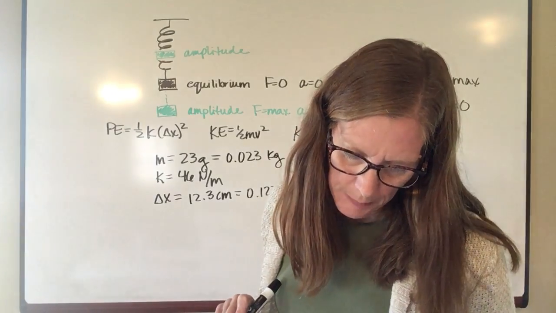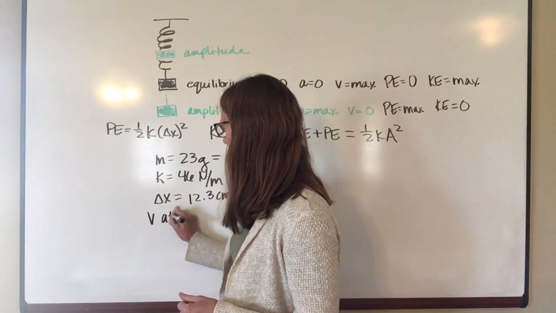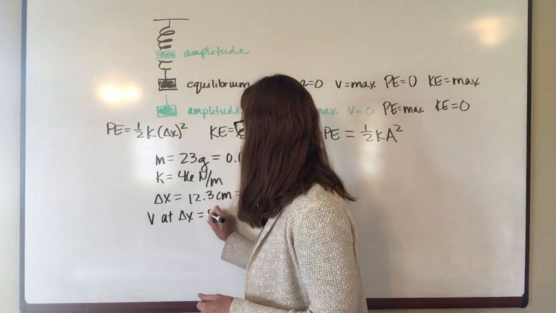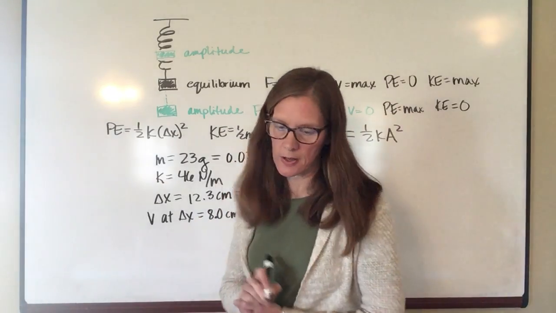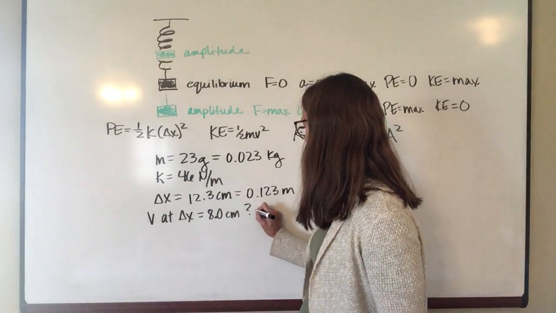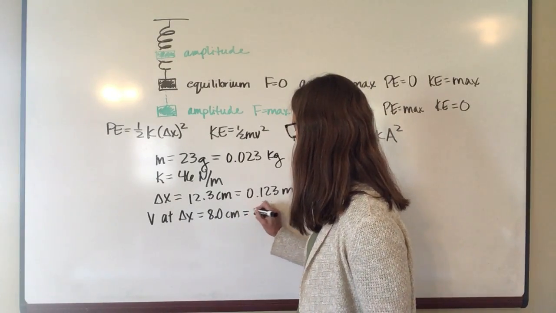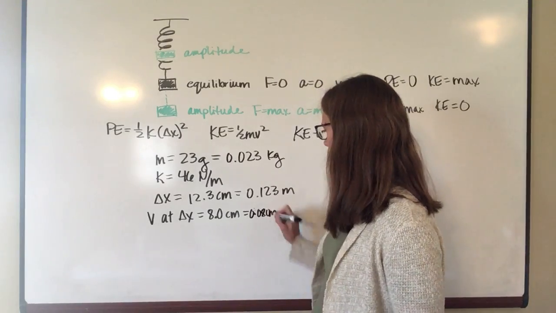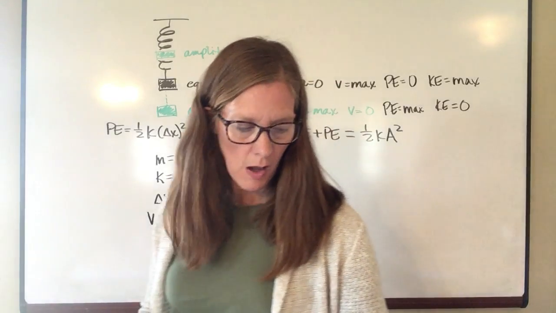Okay, I want to know what the velocity is when the delta X is 8.0 centimeters. That's what the question is. And so again, I can convert this to meters because it's going to have to be in meters anyway, so it's going to be 0.080 meters. So I'm going to lose my significant figures there. So what is the velocity at that point?